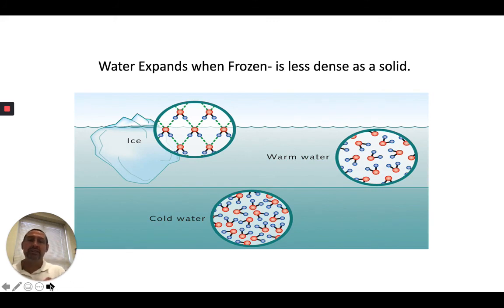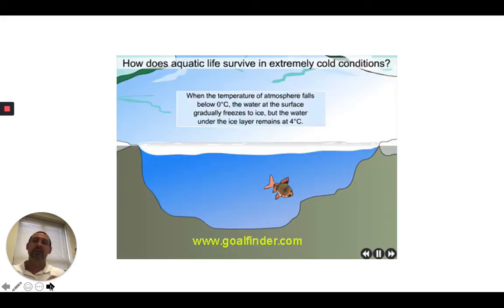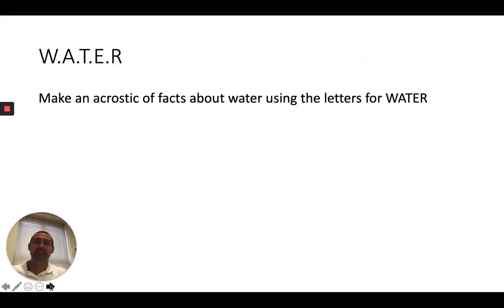When water freezes, it expands, so that makes it less dense as a solid. This is unique to water. Other things, when they freeze or become solid, the molecules get closer together, but not ice. This is important because when water freezes, it forms a layer of ice on the surface, which means all that aquatic life doesn't freeze. All that aquatic life can stay alive and warm under that layer of ice.